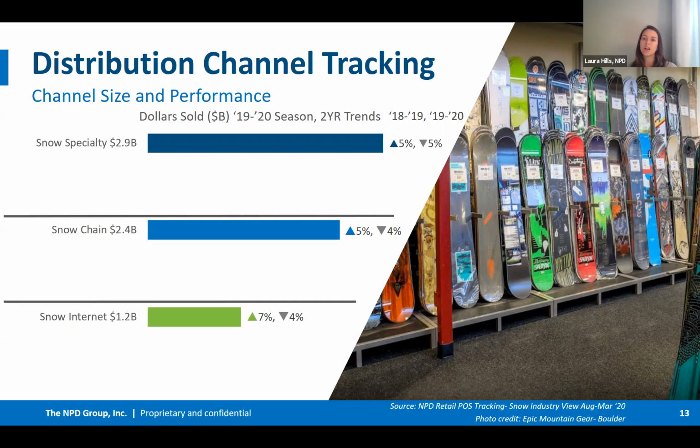And then lastly, there at the bottom, this is the snow internet channel. In total, it's a $1.2 billion business. Counter to several industries in the US, internet business in snow was not a booming segment going into the pandemic. We saw a 4% decline this past season after a 7% growth the season prior. And we'll talk a little bit about what this looked like specifically in March on the next slide.